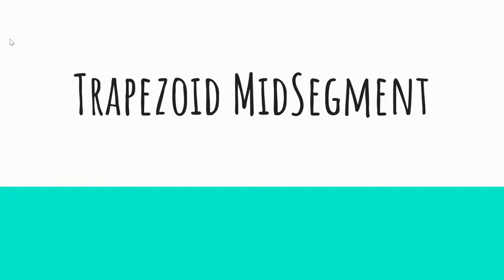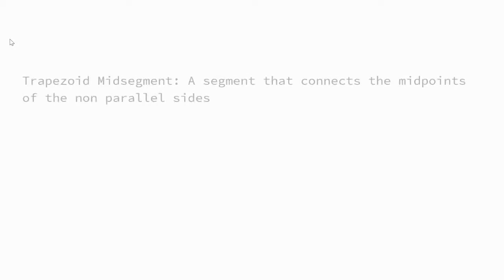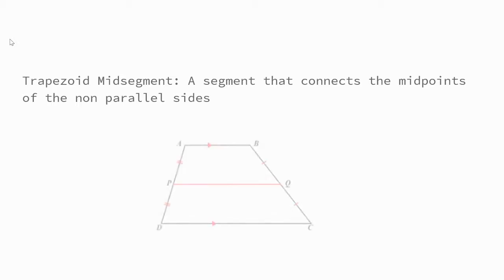Okay, ladies and gentlemen, today we're going to be learning about the trapezoid midsegment. The midsegment of a trapezoid is a segment that connects the midpoints of the non-parallel sides, hence midsegment, midpoints. In this screen, PQ is the midsegment of this trapezoid.